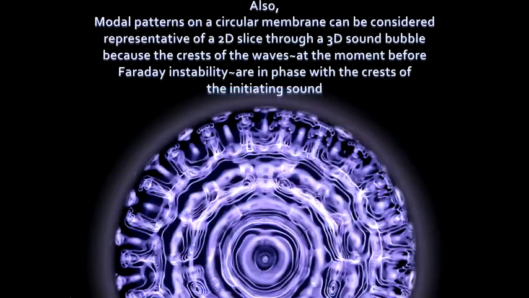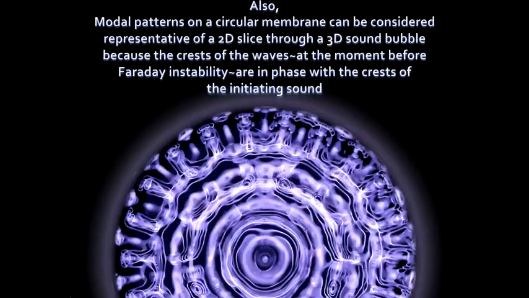Also, modal patterns on a circular water membrane can be considered representative of a 2D slice through a 3D sound bubble, because the crests of the waves at the moment before Faraday instability are in phase with the crests of the initiating sound. In other words, what you see in the cymoscope, as I mentioned earlier, are literally models or analogues of the input frequencies.